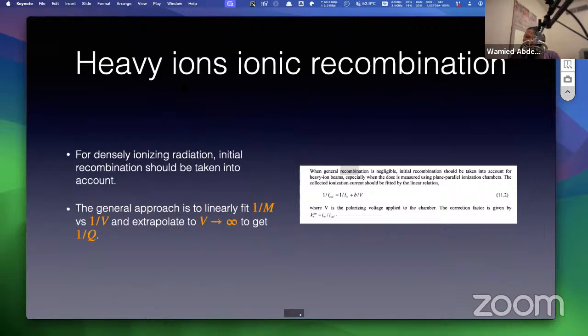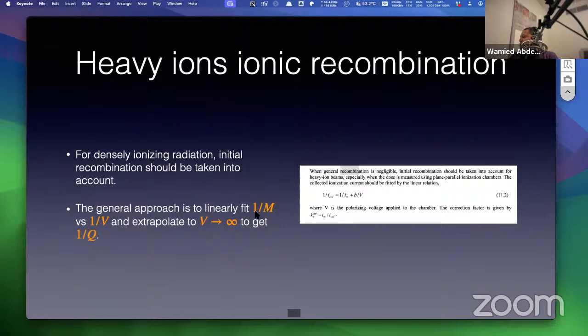What about heavy ions? What do we do with these heavy ions? In heavy ions, initial recombination cannot be ignored. Not like when we're doing air cavity chambers and electrons, for example, or photon beams. In heavy ions, of course, it produces a densely ionizing track, and initial recombination essentially cannot be ignored.